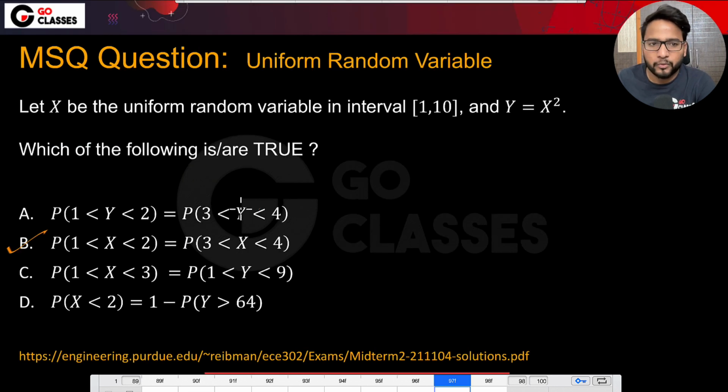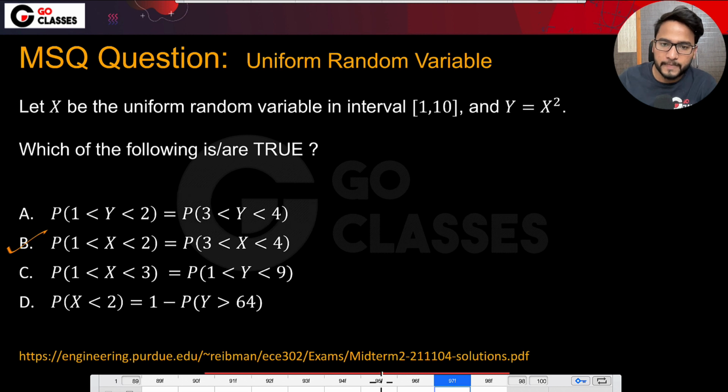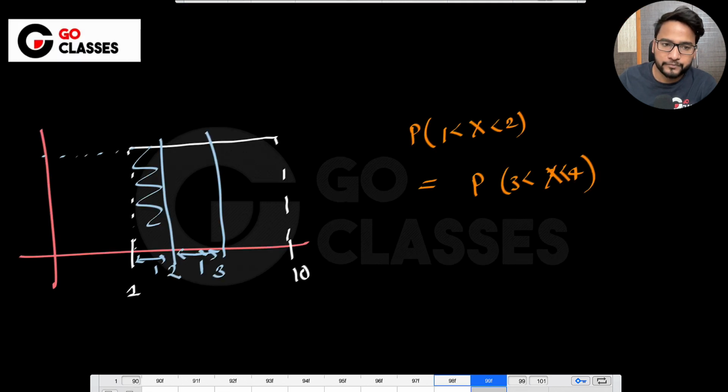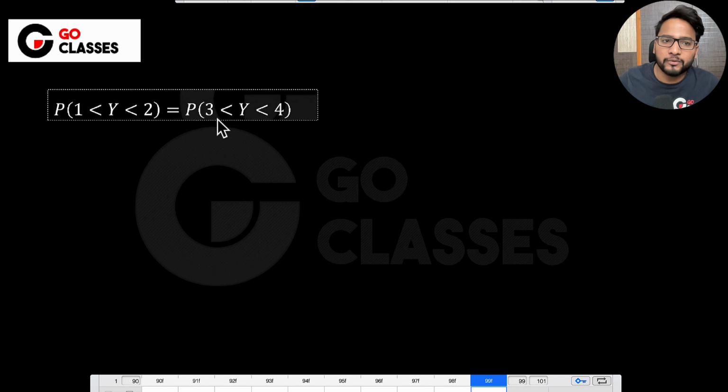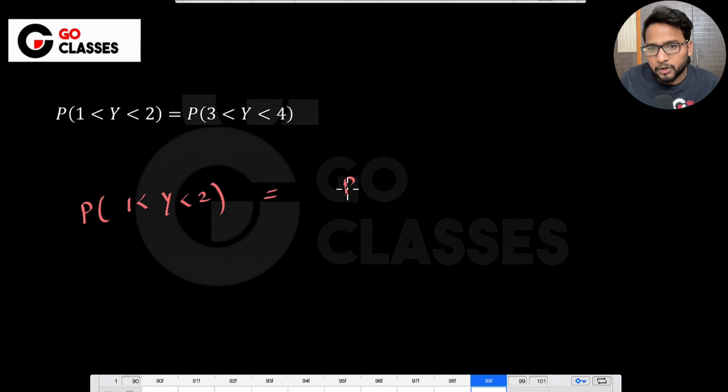Now let's see whether A, C and D are correct answers or not. Let's just pick option A and see if this is the correct answer or not. Let me go to the next page. They are saying that y being 1 to 2 is same as y being 3 to 4. Maybe we can replace y with x square. So probability of y being between 1 to 2 is same as saying probability of x square being between 1 to 2, because that's the definition of y.